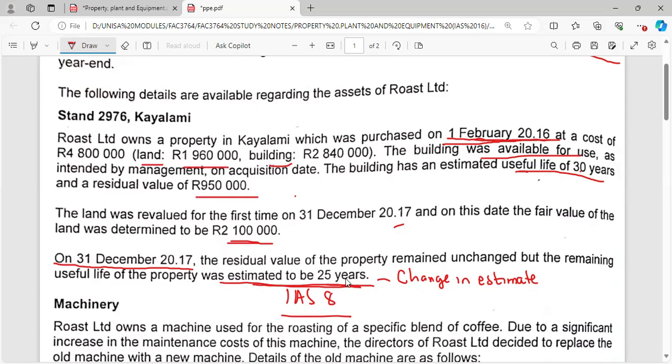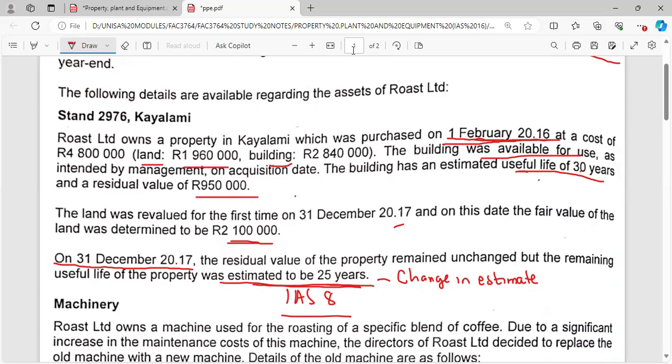depreciation. But if the change in estimate is at the beginning of the year, then it means we don't add the one because it is included in the 25 years, right? Then another thing, so which means we're going to have 26. Then there is also the residual value, which is 950.